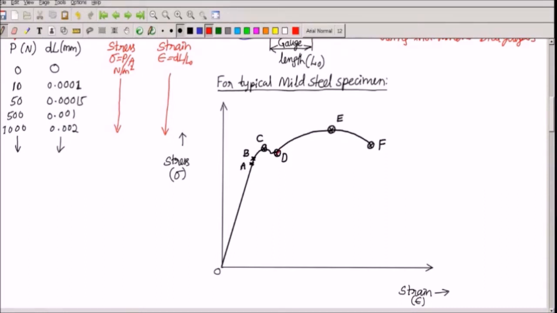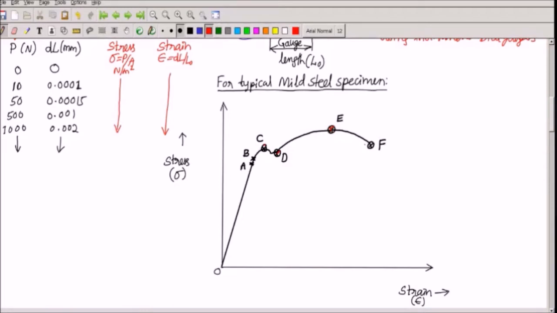At point D, which is called the lower yield point, if you continue to load, the load also increases, and deformation also increases gradually. That is the path DE. At point E, the stress experienced in the member is maximum. That is why it is called ultimate stress point.